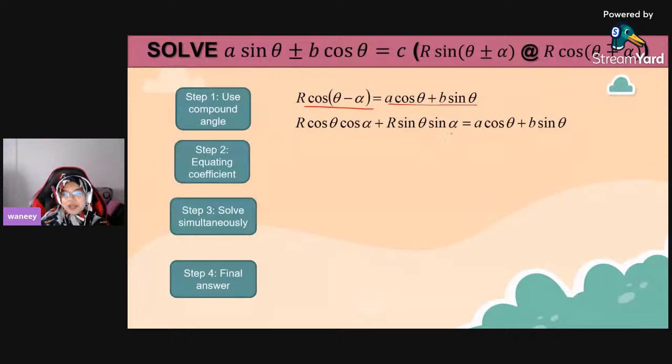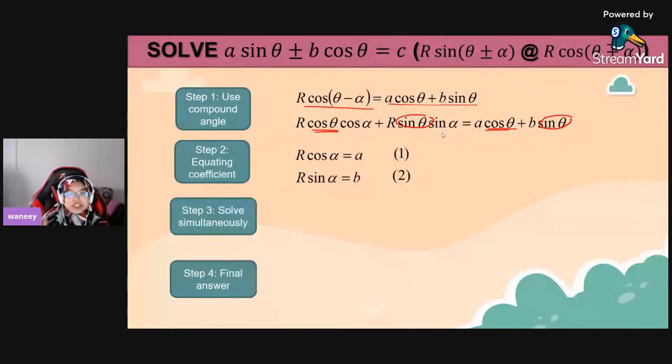Okay, so after that, what we do is that we are equating the coefficient. So what does equating the coefficient mean? On the right hand side, we have cos theta. So we are going to compare with cos theta on the left. So we are going to see that we have r cos alpha equal to a. And then you compare for the sine theta and the sine theta, then you can see that r sine alpha is equal to b. So we are going to get two equations when we compare the coefficient for the cos theta as well as the sine theta.